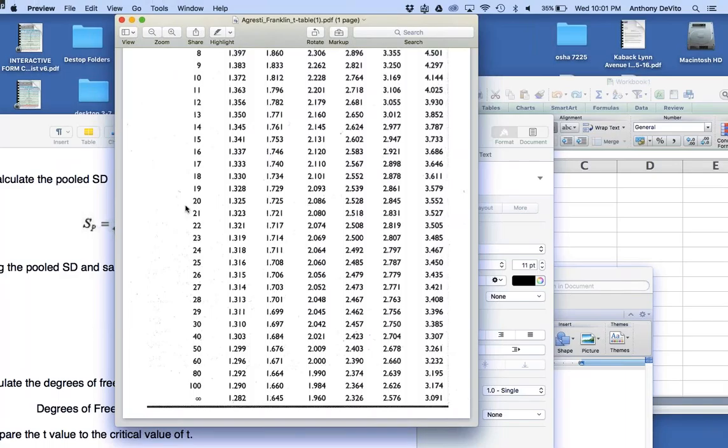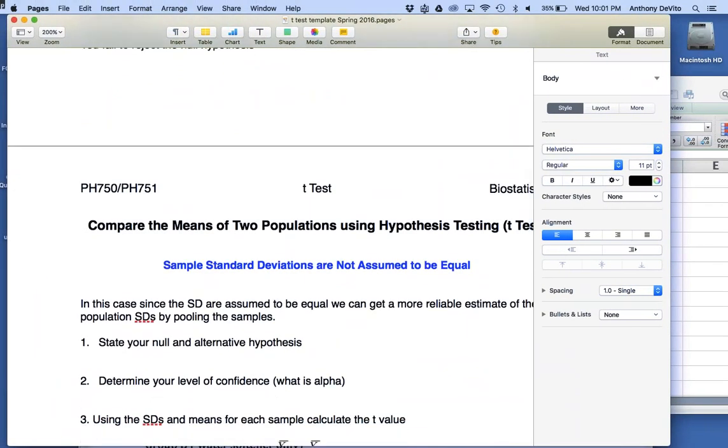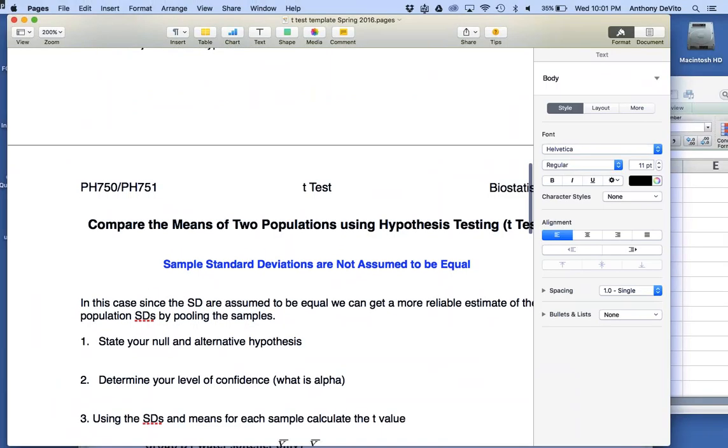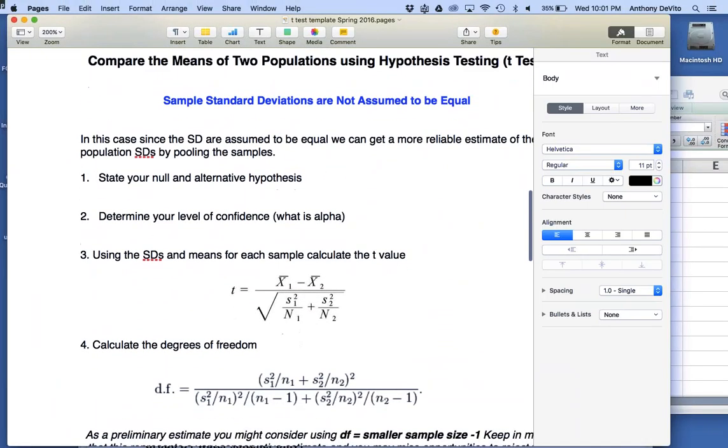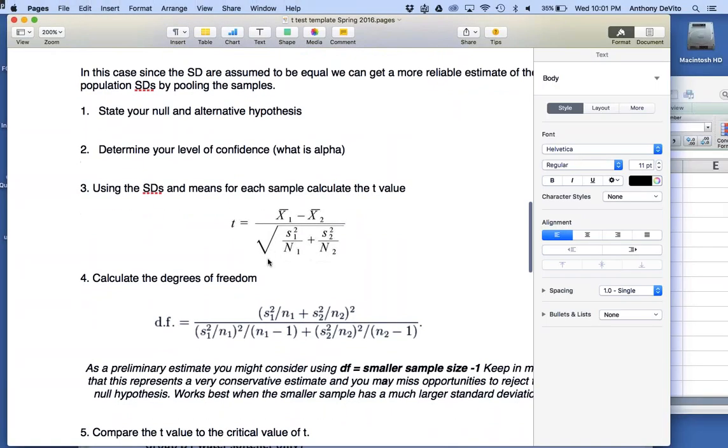When we use SPSS, it actually calculates an exact number for the t-value. Now, I just wanted to point out that had we said that the variances were not equal, that they were unequal, we'd have to use a different set of formulas. We'd use this formula. T is equal to the difference in the means. Again, you set up your null hypothesis, and you determine your level of confidence, usually 0.05. Now, with the standard deviations and means for both samples, if you know them, you say x bar 1 minus x bar 2 over the square root of standard deviation 1 squared over the sample size 1, added to standard deviation 2 squared over the sample size 2.